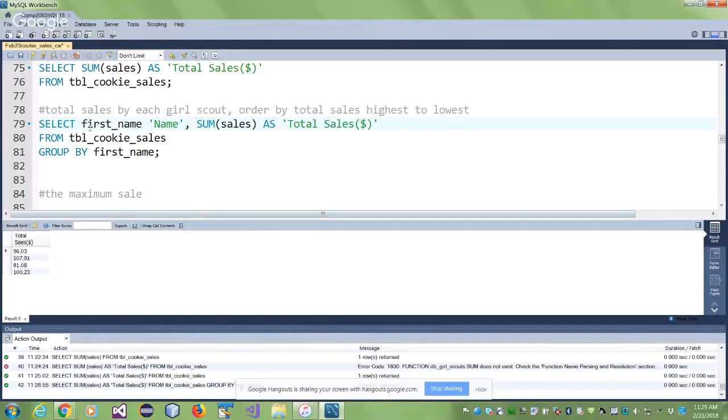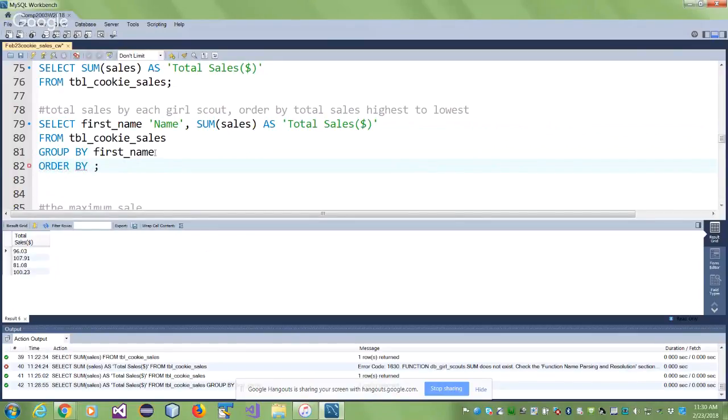Now see what is happening. It is saying that the first name field will be picked up and all first names that are together will be one group. I will show that first name and I'll show the sum of the sales for that group. Right? And again, total sales is good enough. It's a good enough heading. But I also said order by total sales highest to lowest. So let's order it by.